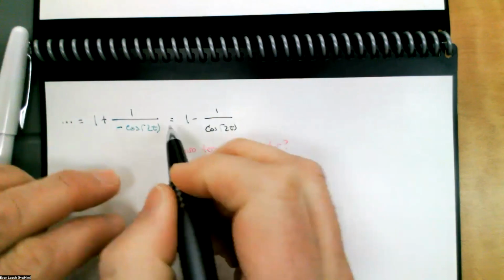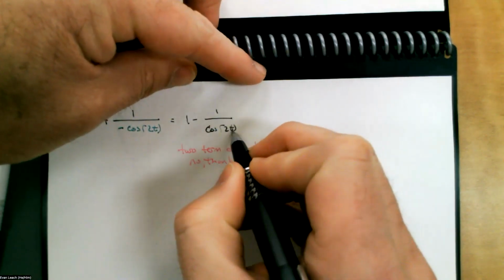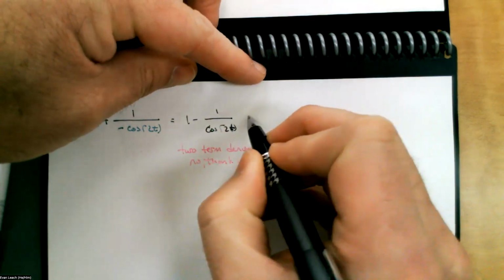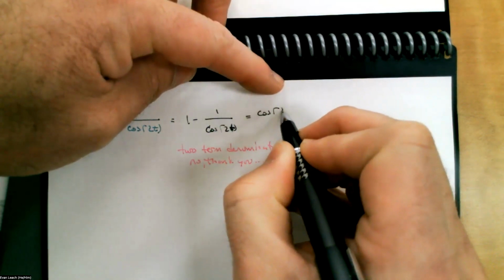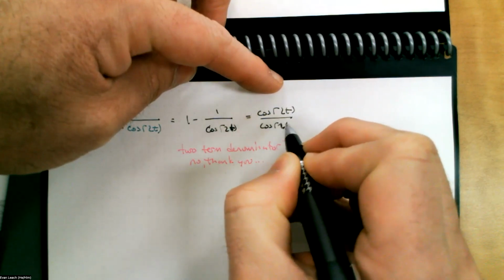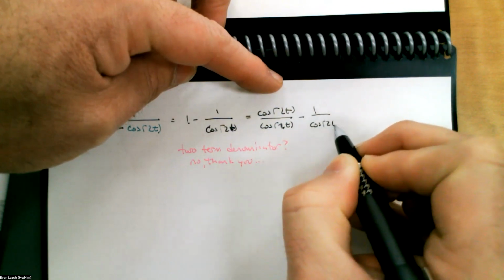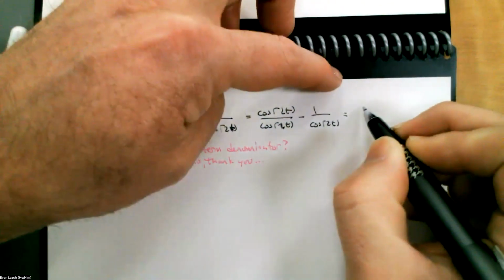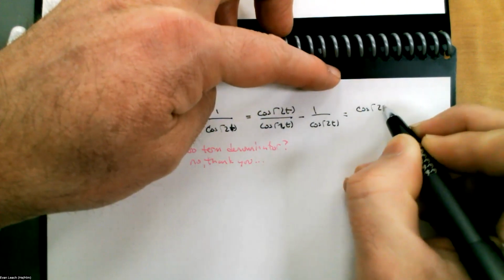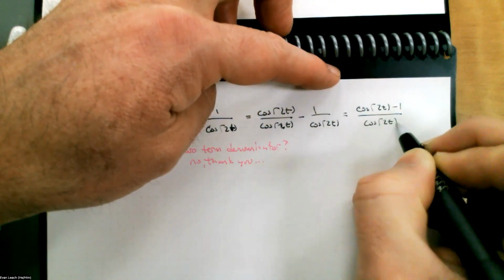So I'm just going to get a common denominator. I'm going to write 1 as cosine of 2t over cosine of 2t, minus 1 over cosine of 2t. So I'm just going to write this as one fraction: cosine of 2t minus 1, all over cosine of 2t.